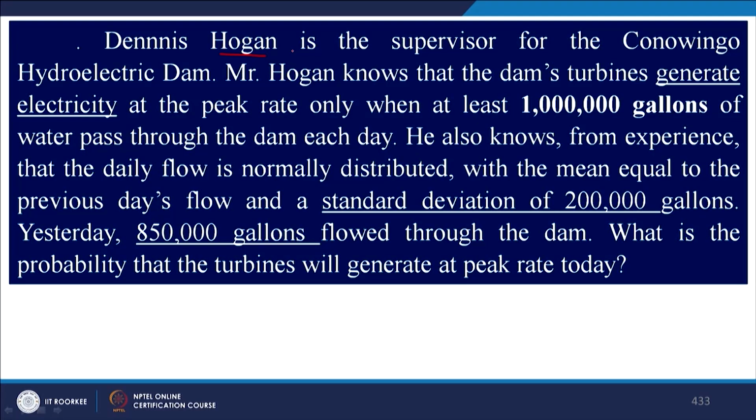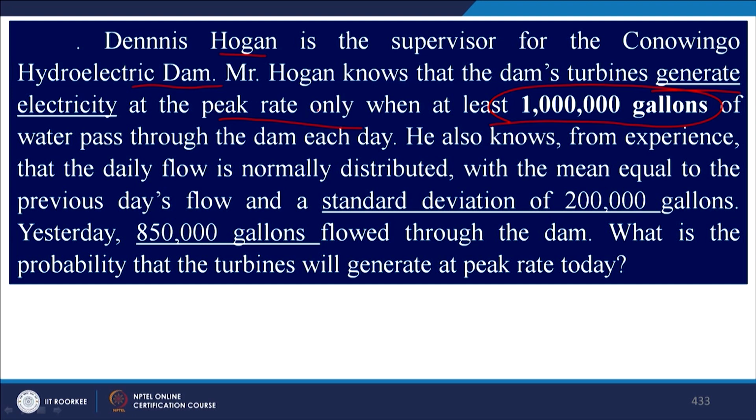So, a supervisor whose name is Dennis Hogan is working at a hydroelectric dam. He knows that the dam's turbines generate electricity at the peak rate when at least 1,000,000 gallons of water pass through the dam each day. Otherwise, the electricity would not be generated at its peak rate.